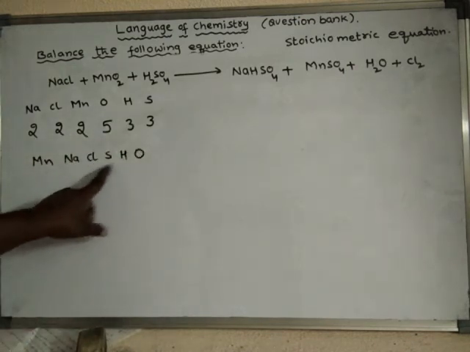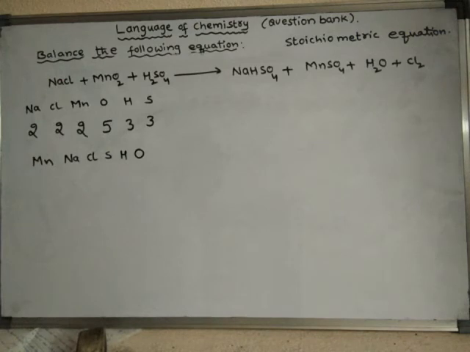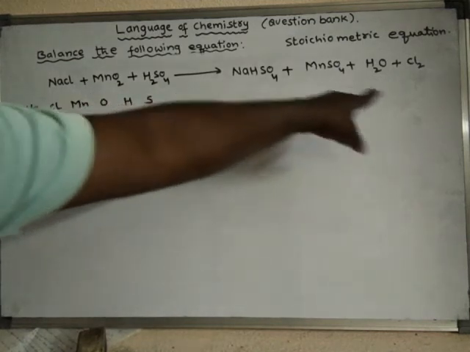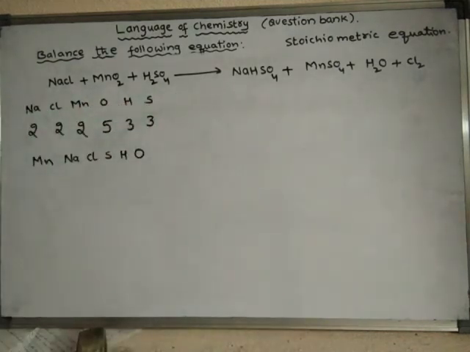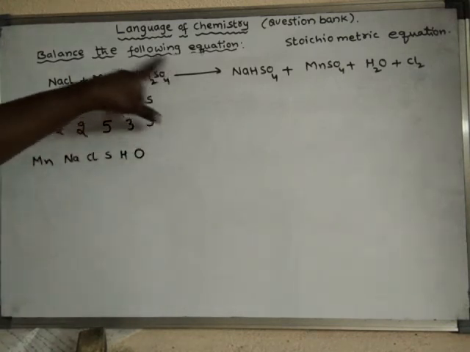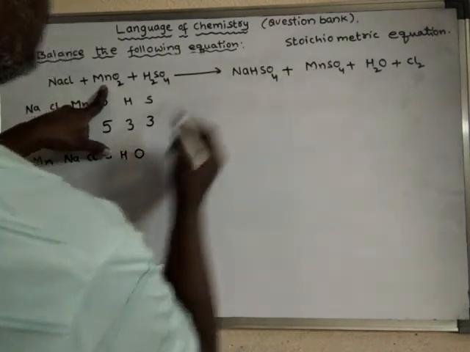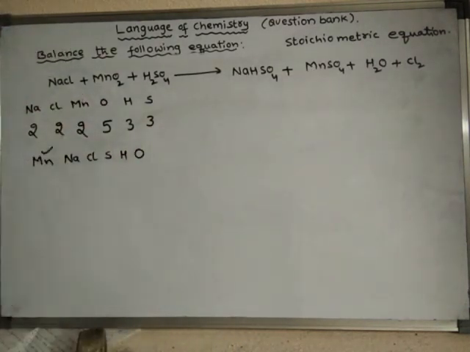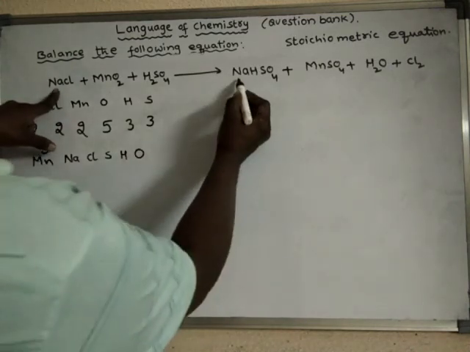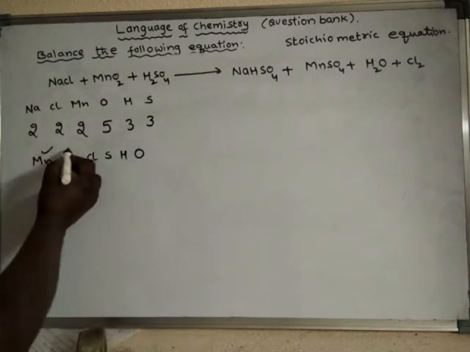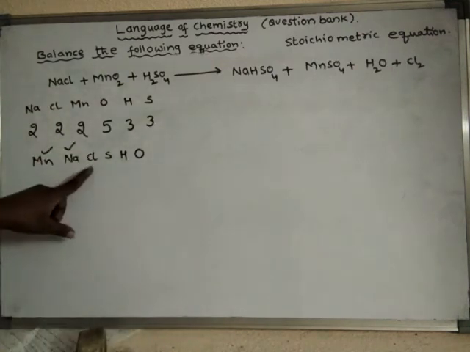So now this is the order of increasing frequency numbers. Based on this order only, this equation should be balanced. First we will balance this equation based on manganese. Towards the reactants there is only one manganese atom, and on the product side also only one manganese, hence manganese is balanced. Now check for sodium. Only one sodium atom towards the reactants and one towards the products, hence sodium is also balanced.